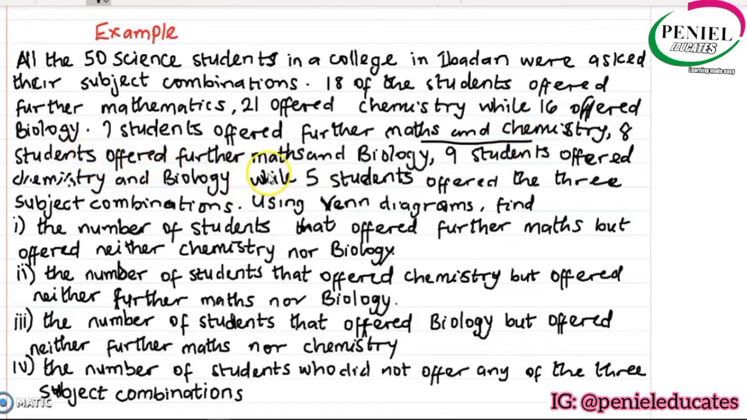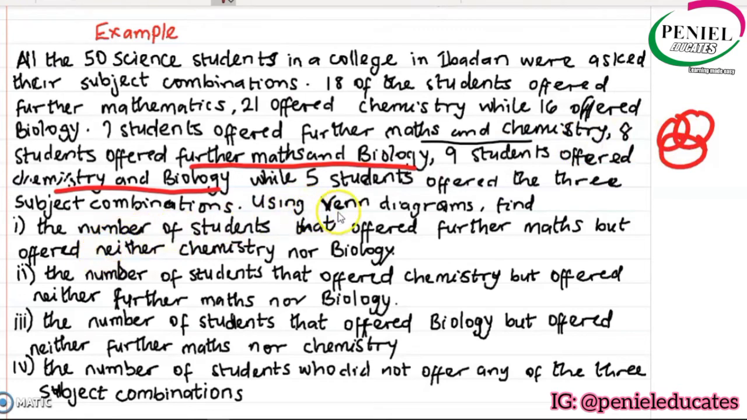8 students offered further maths and biology. That's another intersect. 9 students offered chemistry and biology. That's another intersect. All right. While 5 students offered the 3 subject combinations. So that means the 3 combination is going to be the middle of all the 3. So that's one of the things that you should know.